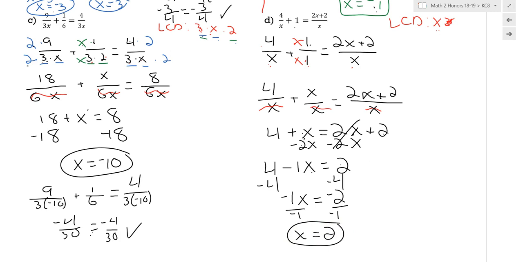Our check, 4 over 2 plus 1 should equal 2 times 2 plus 2 over 2. That should be 3. That's 3. Check. Okay. All right, go ahead, turn to the next page.